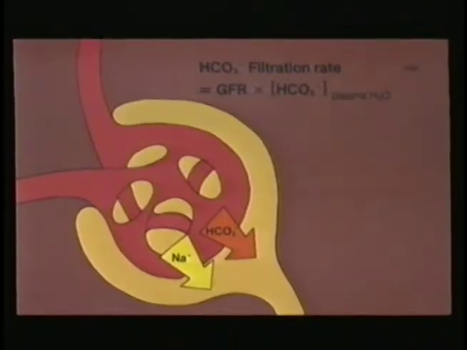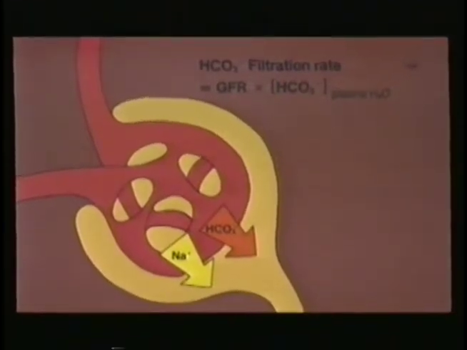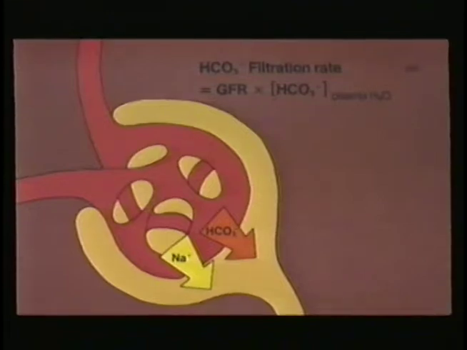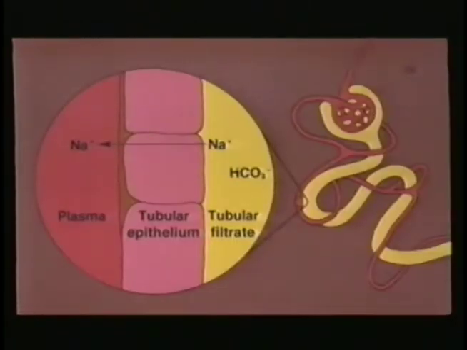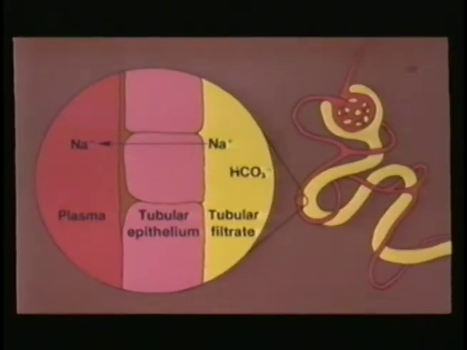Bicarbonate and sodium ions are freely filtered at the glomerulus. The rate of bicarbonate filtration is given by the product of the glomerular filtration rate and the bicarbonate ion concentration in plasma water. 37. The sodium ions filtered with bicarbonate are returned to the body fluids directly by reabsorption across the tubular epithelium.